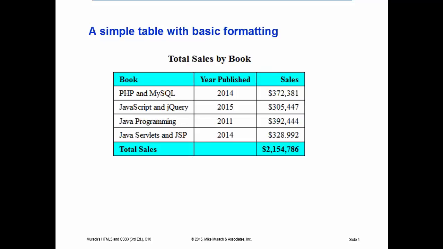Now here's an example of a table. You can see that this table has 3 columns, one entitled Book, one entitled Year Published, and one entitled Sales. Those headings at the top are in a different color. The row at the bottom, which says Total Sales, nothing under Year Published, and $2,154,786 for sales, is also in a different color.